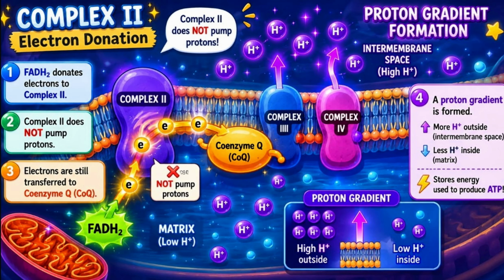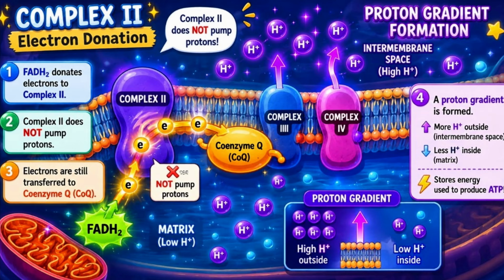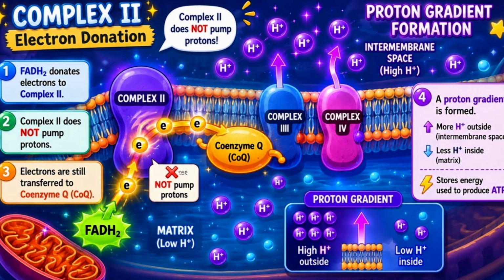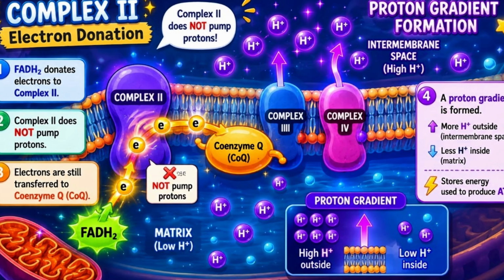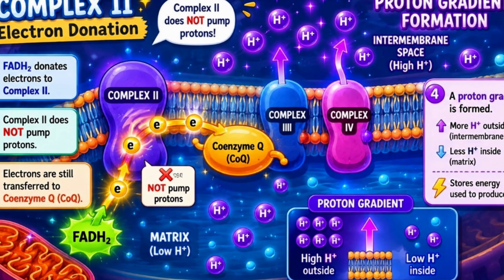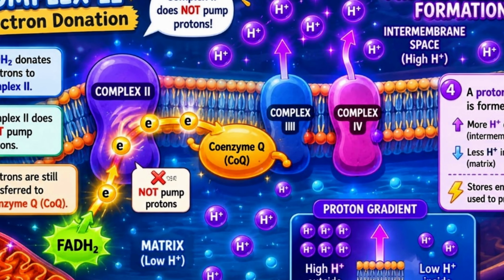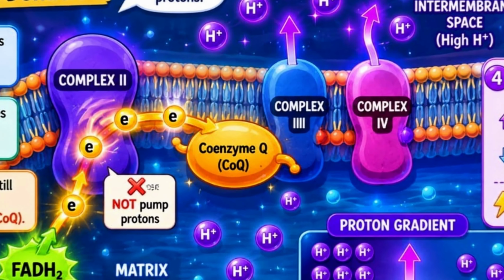A proton gradient is formed as more protons are pumped into the intermembrane space. There is a higher concentration of protons outside the matrix compared to inside. The proton gradient stores potential energy that can later be used to produce ATP.